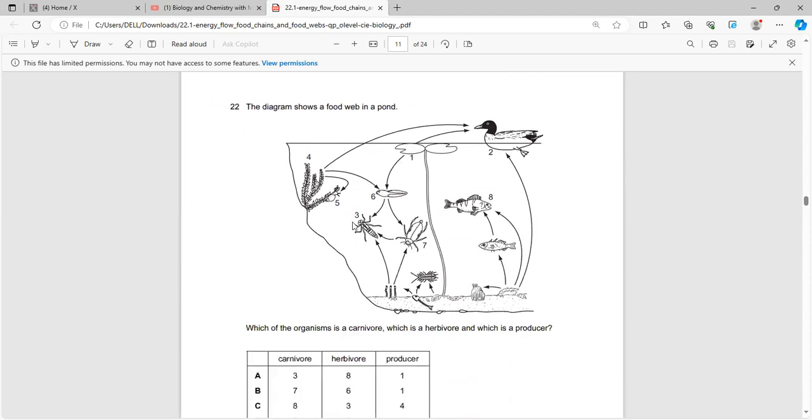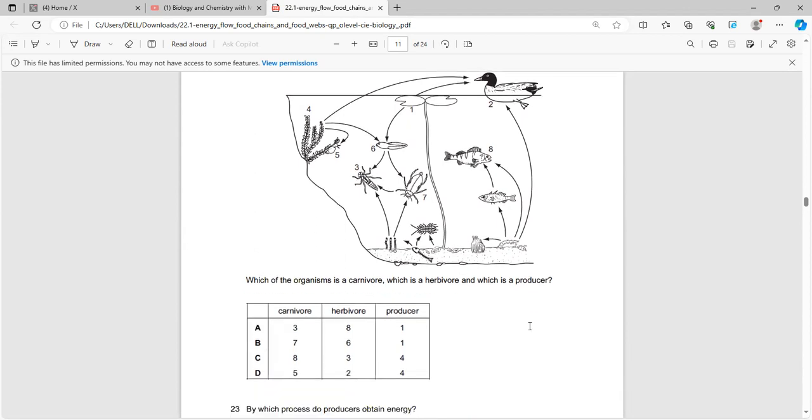Now in question 22, they have asked us to identify carnivore, herbivore, and producer separately. So as you can see, the correct option will be C. Why will it be C? Because a carnivore is represented by 8. 8 is a fish which eats other fish. A herbivore is option number 3, because option number 3 only eats plants. It does not eat any other animal. And finally, option number 2 is of the producer, which is 4, as we can all see it is a plant.